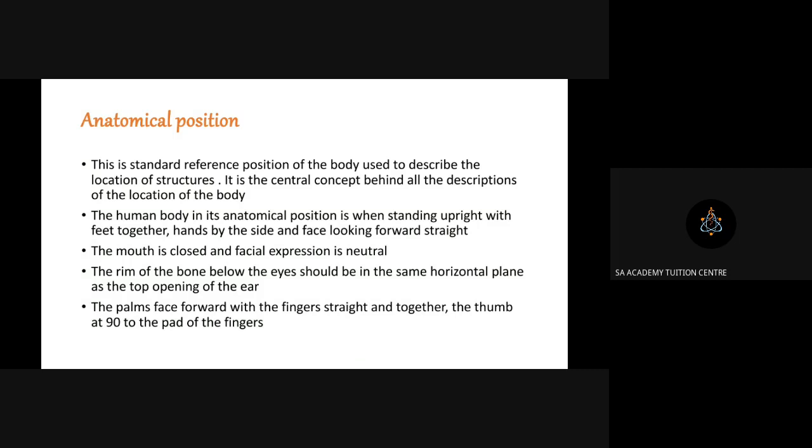So you're standing upright with feet together, hands by the side, and face looking straight forward. The mouth is closed and facial expression is neutral.